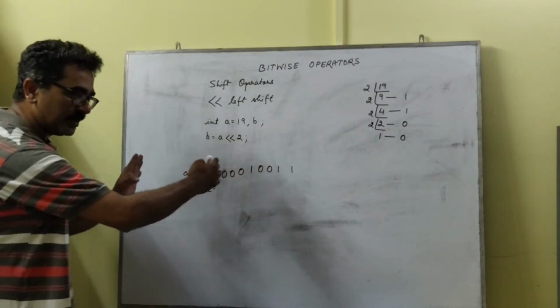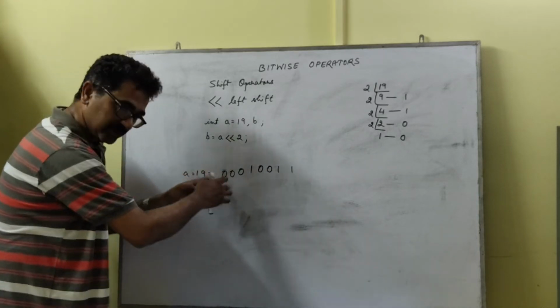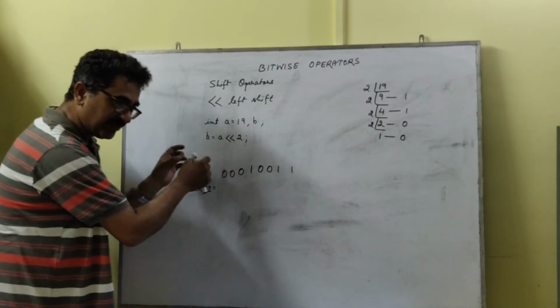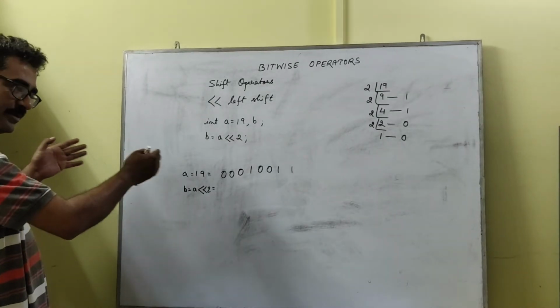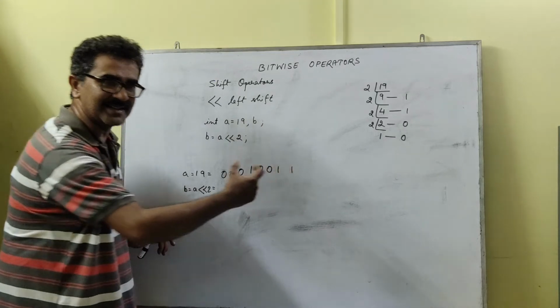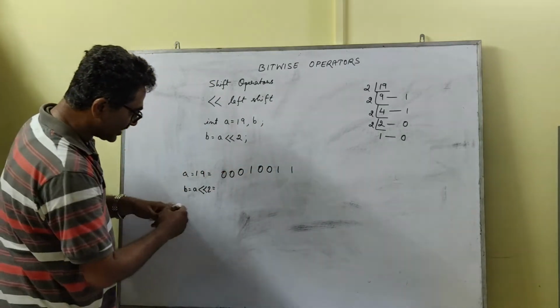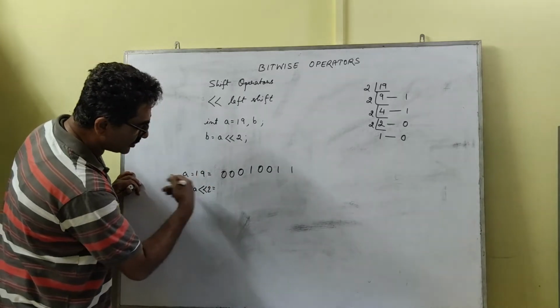The entire number gets shifted 2 bits towards the left. And the resultant is the first two bits will simply get out, and at the vacated space on the right hand side, it will always get filled up with 0. So if this is the situation, these two zeros are going to get out.